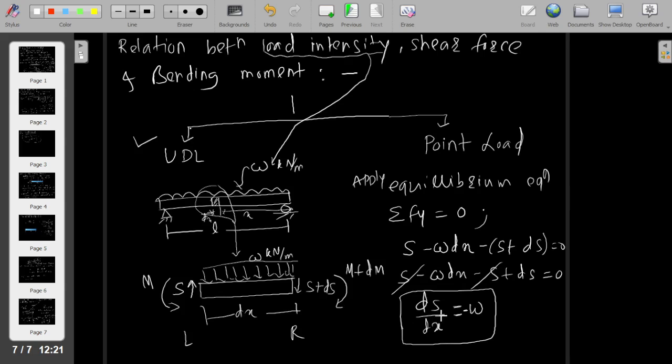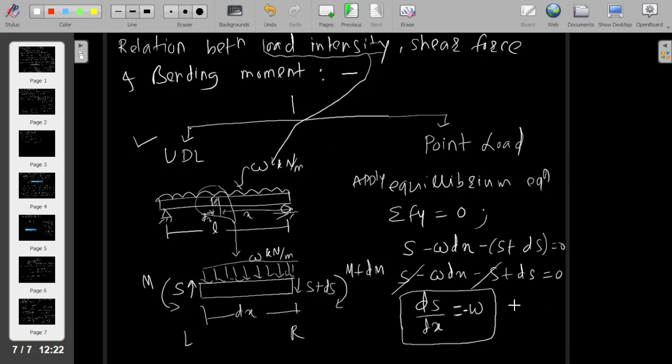This means the slope of the shear force curve gives you the load intensity. If this is zero, then the load intensity is zero, which means the shear force is constant. And if it has some value, the curve will be inclined. If it has value 1, 2, 3, this is how the shear force curve comes. Let me explain this to you.